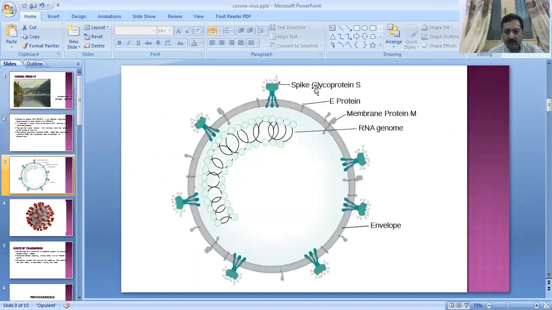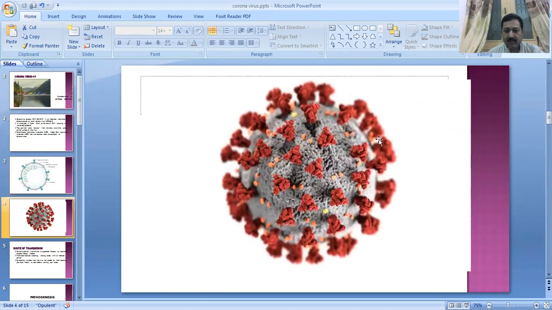Now this is the structure of the coronavirus. These are the spikes of the coronavirus. This is the single RNA strand of the coronavirus. This is their envelope, and this is the glycoprotein spike which attaches to the host cell surface receptors where it replicates. This is the other picture of the coronavirus. You can see the spikes, which are the typical features of the coronavirus.